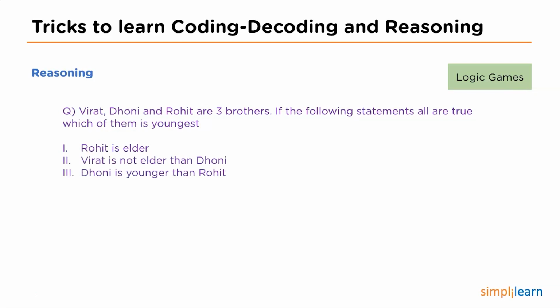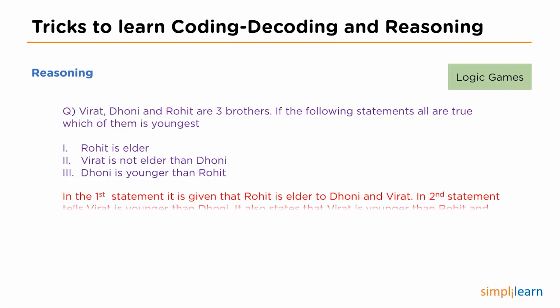Virat, Dhoni and Rohit are three brothers. If the following statements are true, which of them is youngest? Rohit is elder. Virat is not older than Dhoni. Dhoni is younger than Rohit. Explanation. The first statement gives that Rohit is elder to Dhoni and Virat. The second statement tells Virat is younger than Dhoni. It also states that Virat is younger than Rohit and Dhoni. So the answer would be Virat is the youngest.